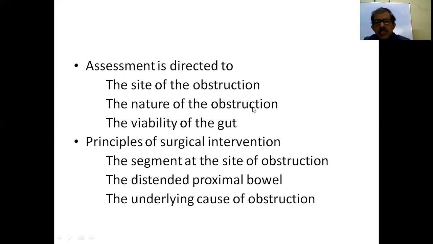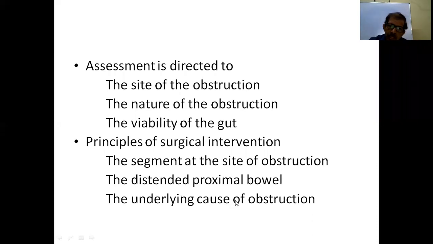Then what are the principles of surgery? Once you have opened, what are you going to do? First thing is you have to know the status of the bowel. Then you will deal with the distended proximal bowel, because once you open and the intestines are out, it is very difficult to put them back in and then close the abdomen. So you have to deal with the distended bowels.